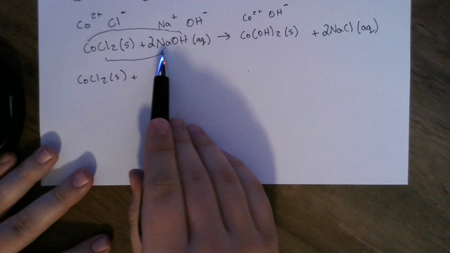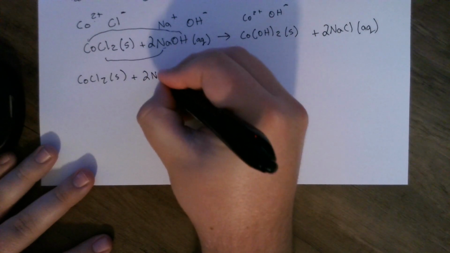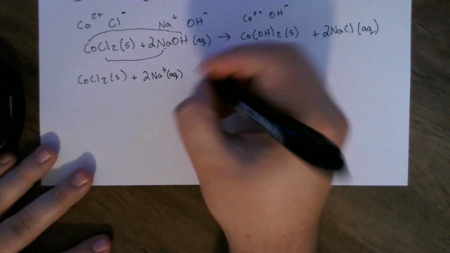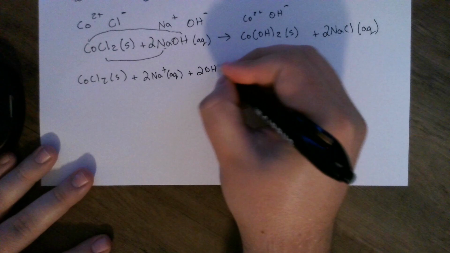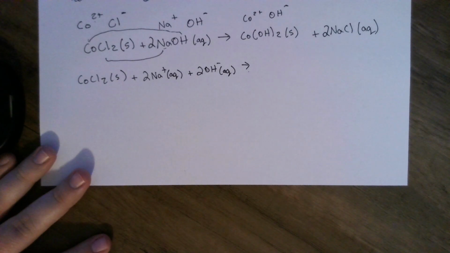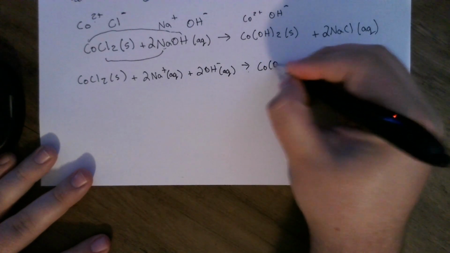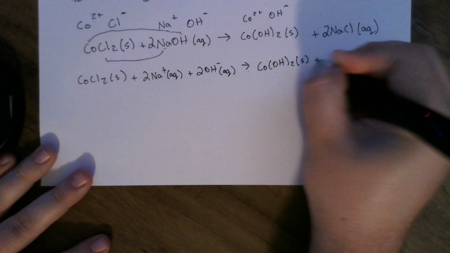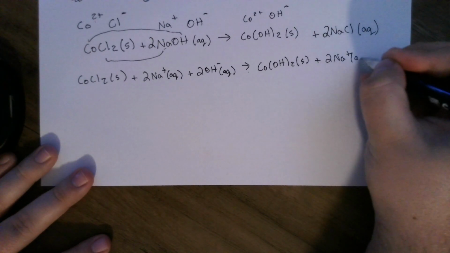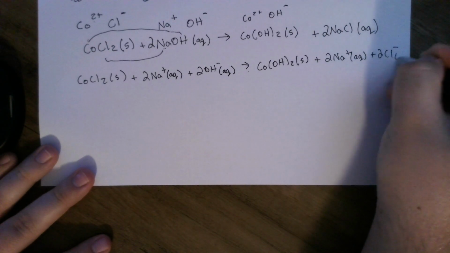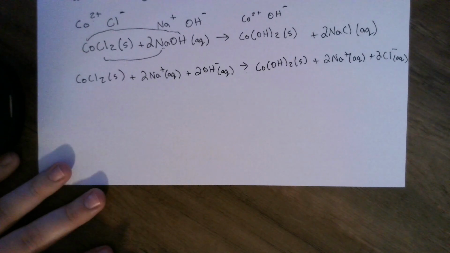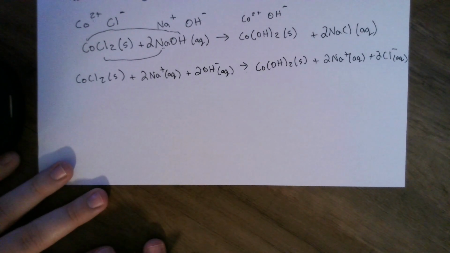Because when these 2 NaOH split, they're going to make 2 sodiums with a plus charge, like that, plus 2 hydroxides with a minus charge, like that. On the right side here, this solid stays together, plus this aqueous one splits apart. 2 Na pluses, 2 Cl minuses. Like that is my full equation. This is what we call your complete ionic equation, just splitting everything apart into its components.